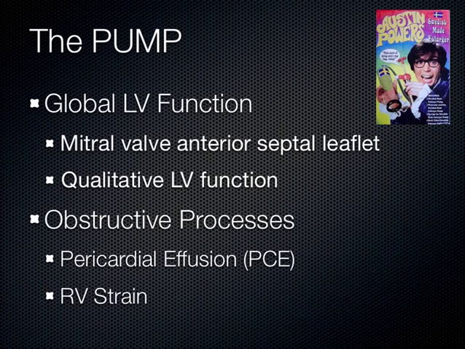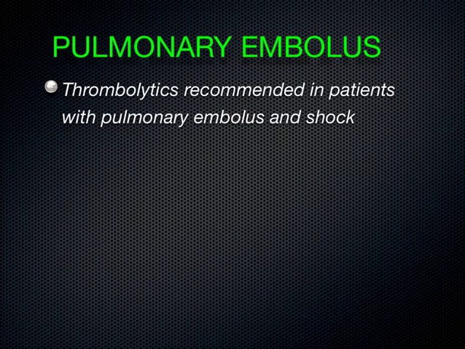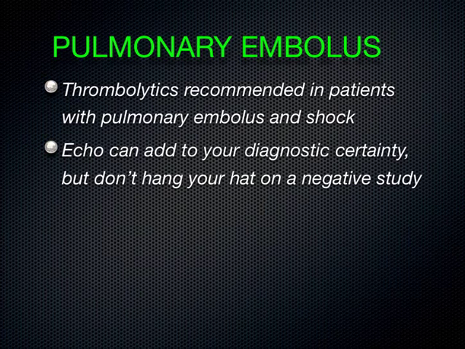Now, one final thing about the pump is with RV strain. And with pulmonary embolism, we know that in the setting of shock and known pulmonary embolism, thrombolytics are recommended. And the problem with echo is that you can't rely on a negative study to say the patient does not have a PE. So I can't have a patient who is at risk for a pulmonary embolism do an echo and have there be no evidence of RV strain and say, oh, there's no PE. So the negative predictive value is not good here.